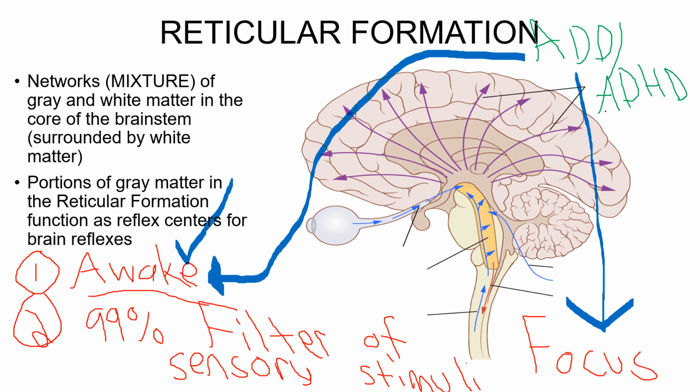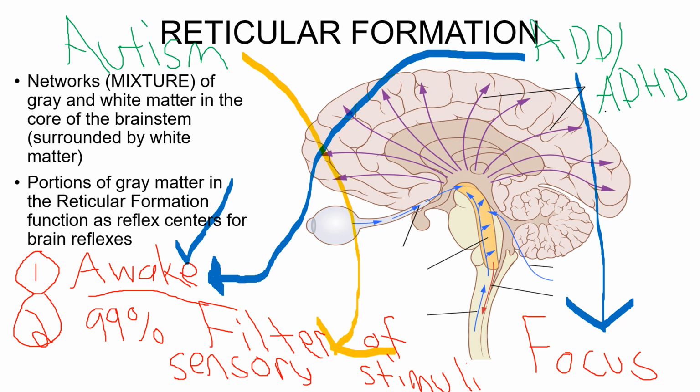Another example of a condition that can possibly be affected by or is affected by the reticular formation is anybody on the autistic or autism spectrum, right? And there's a lot of different severities. But what is the main, or one of the main symptoms of somebody who has an autistic disorder? It's they don't handle sensory stimuli very well. A lot of them are very, very sensitive to touch. If you touch them and they're not used to you, it can actually be somewhat painful to them.